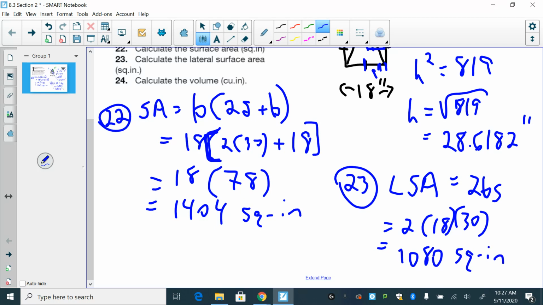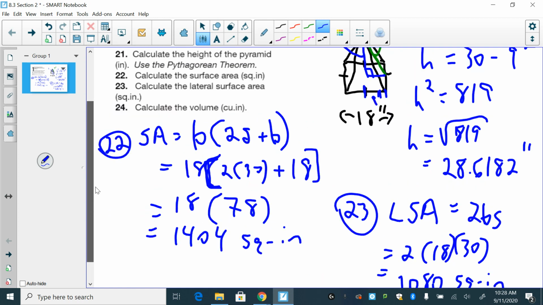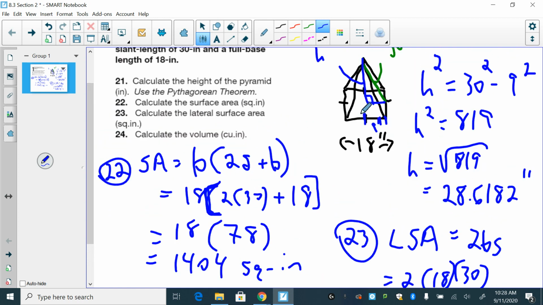Lateral surface area, just to go back up to our diagram, is basically all these triangles. So each side of the pyramid, so one, two, three, and then the backside four. The surface area would include also the bottom.